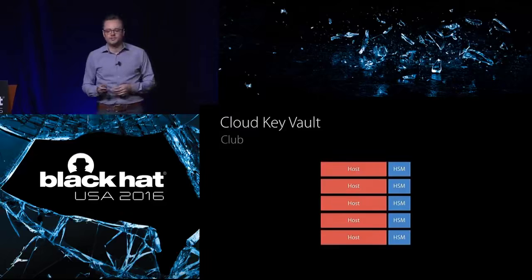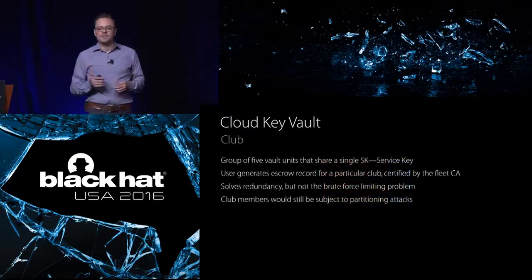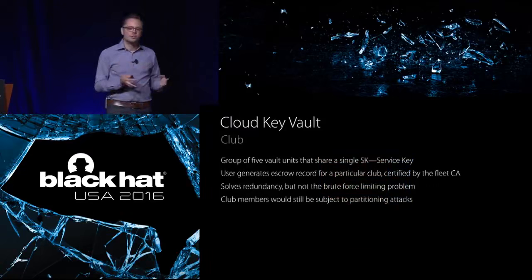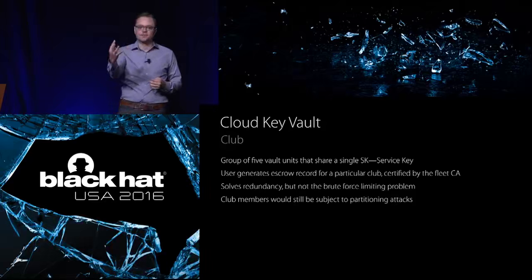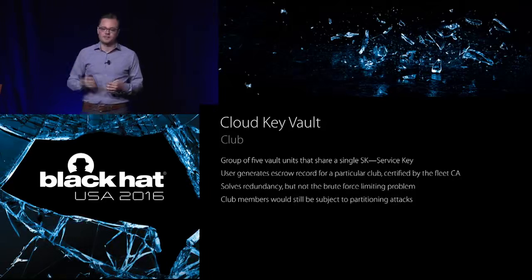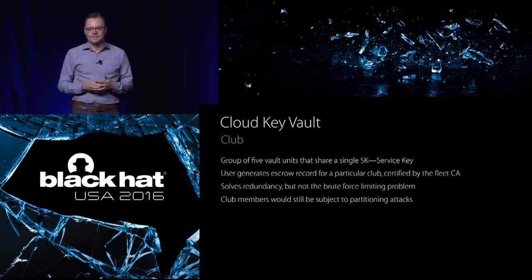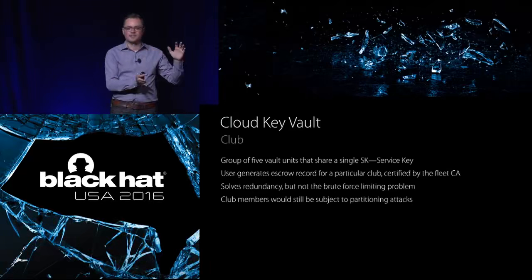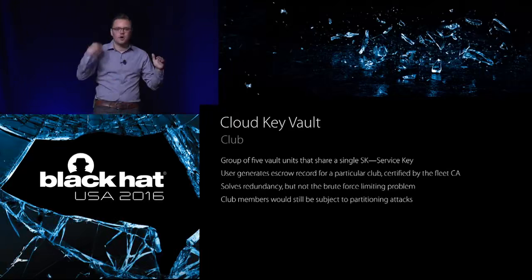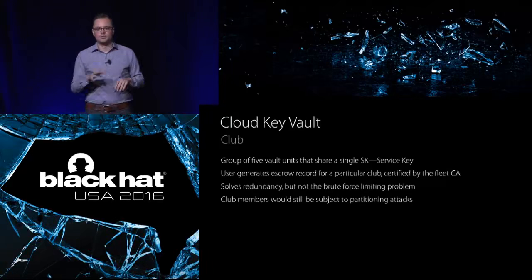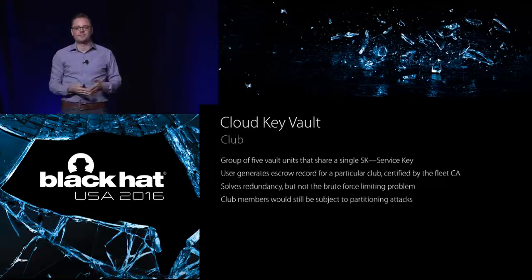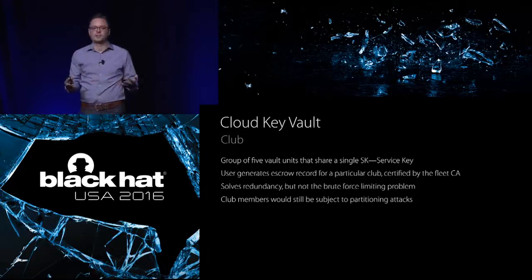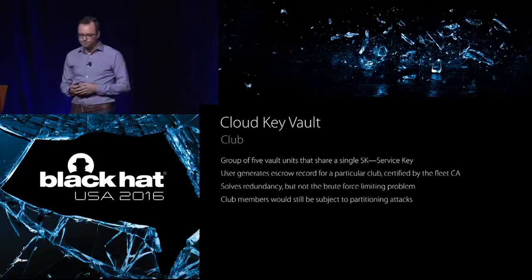So here's what we've done. We've paired the Cloud Key Vault units into clubs of 5, and they share a single service key. So the user generates their escrow record targeting a specific club, and that club is certified by the Fleet Certificate Authority. This solves our redundancy problem because now we have 5 units, but it doesn't solve brute force limiting because club members could still be attacked with partitioning attacks. This simply means if you have a club of 5, one of them can be isolated from the network, and then you make 10 attempts on it using the escrow record. If that doesn't work, you move it aside, you isolate the next one from the club, and you repeat the process until ultimately you've gotten the maximum failure count multiplied by the 5 units in the club.